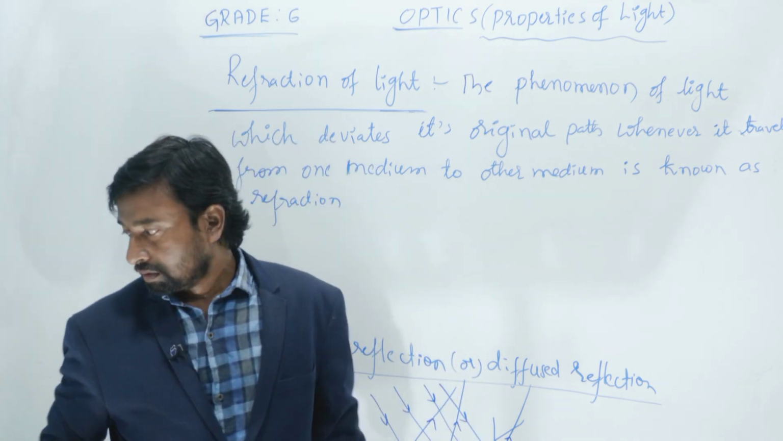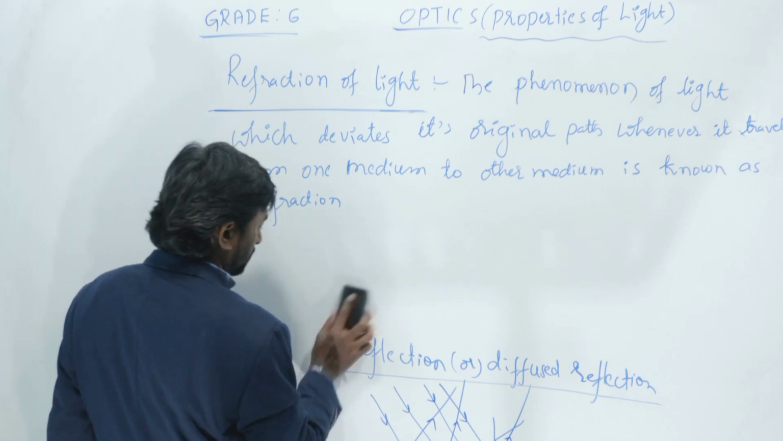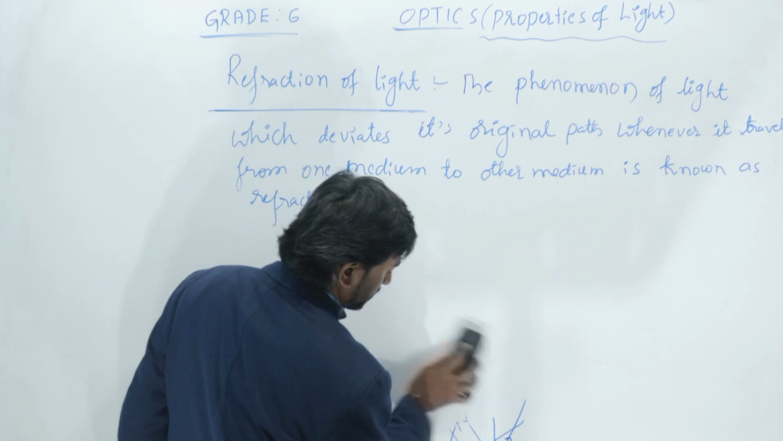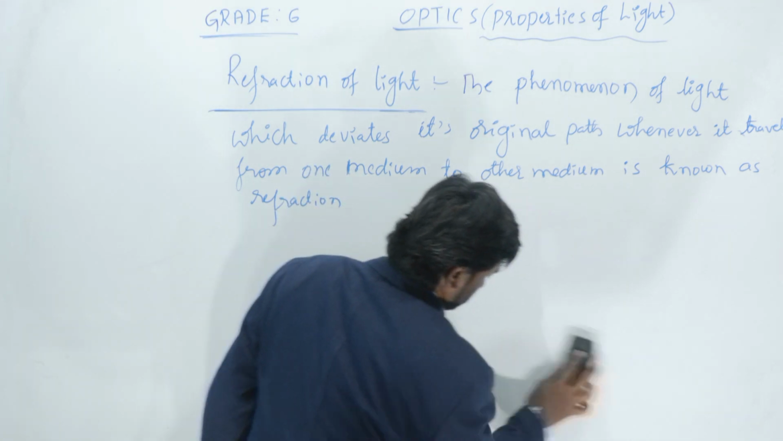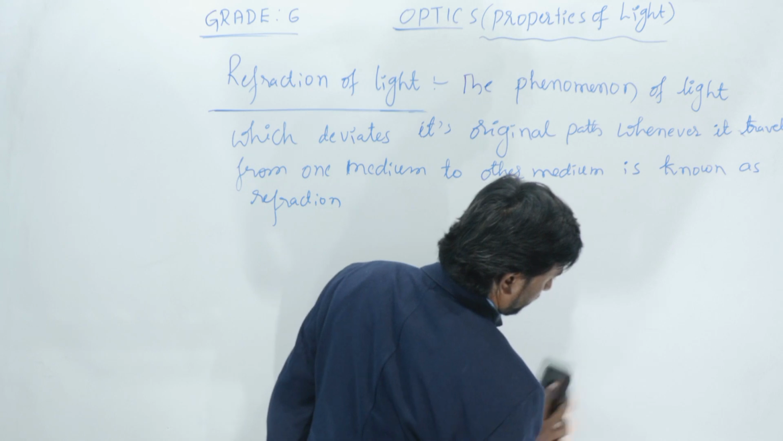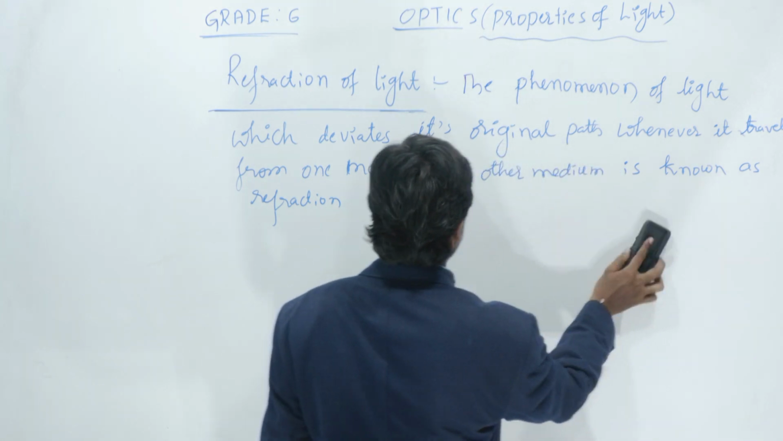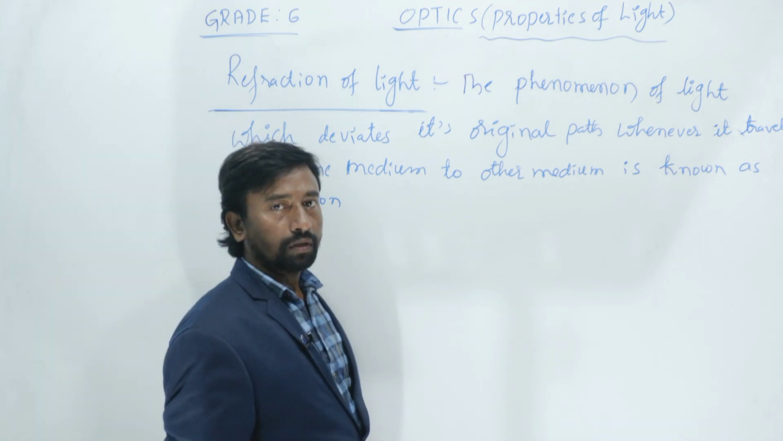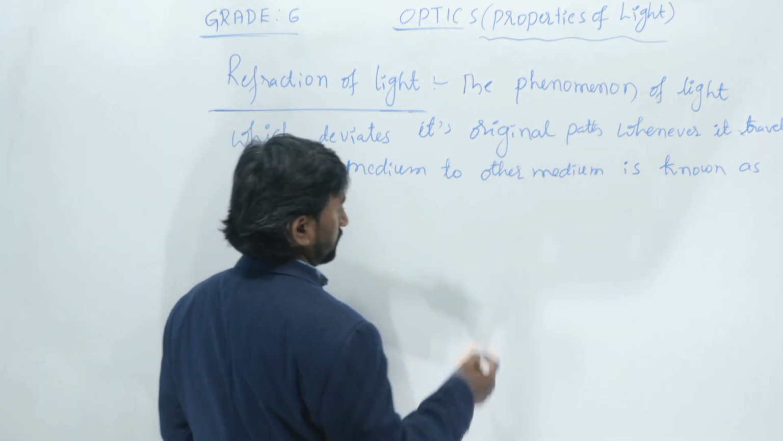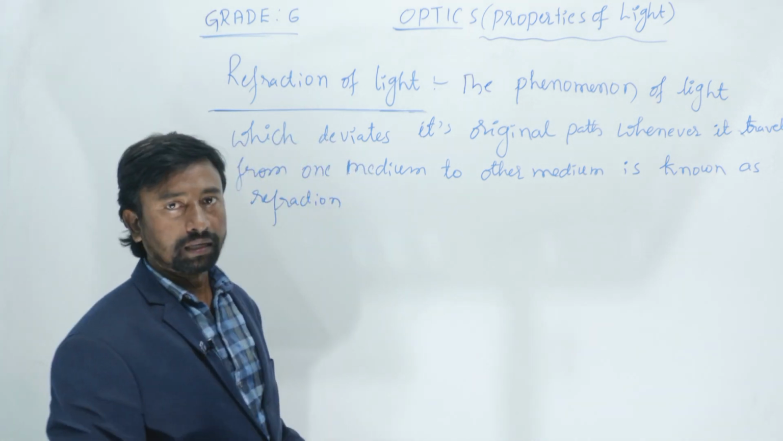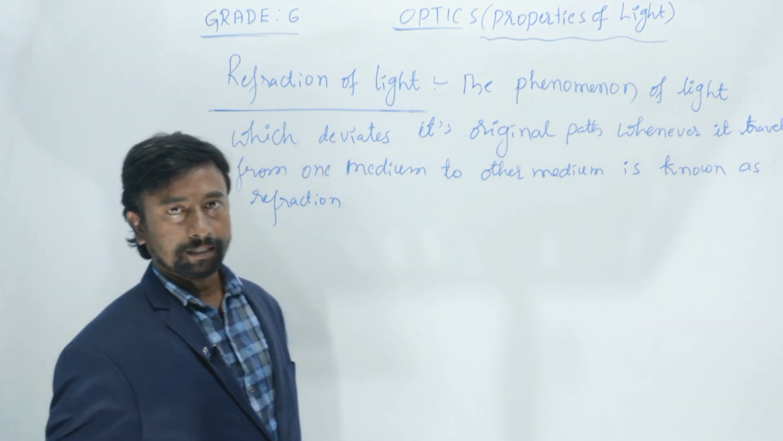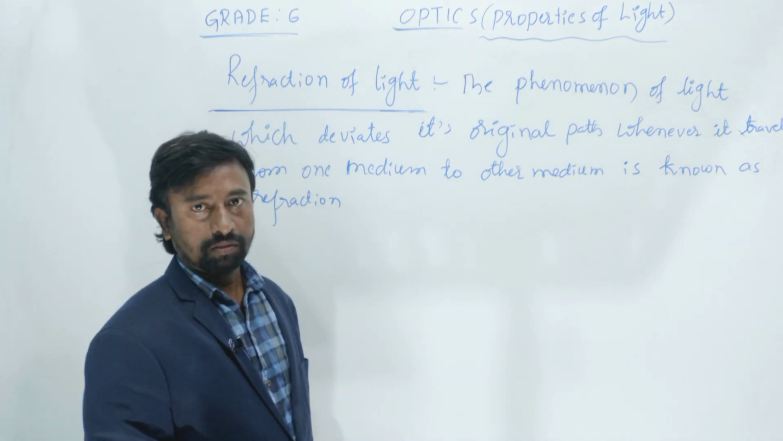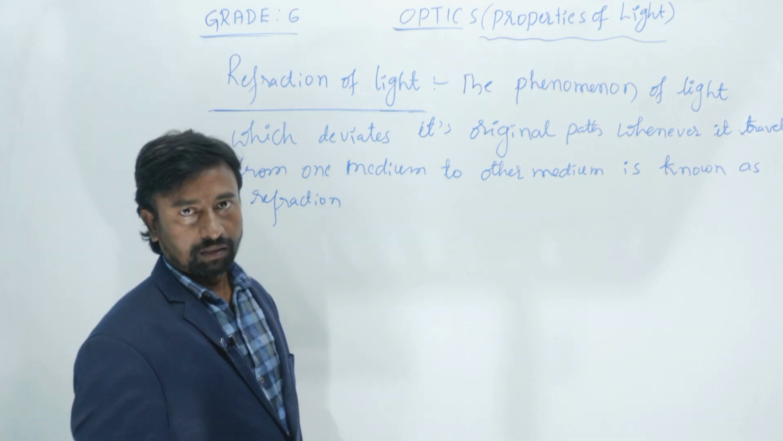Why does it take place? Because of the change in velocity of light. We know that light travels in a homogeneous medium at 3 lakh kilometers per second. Per second it travels 3 lakh kilometers in vacuum or in air. Now whenever it travels into another medium like water or glass, the speed of light decreases. Due to that change in speed, the wavelength of the light changes, so that it bends and travels there.